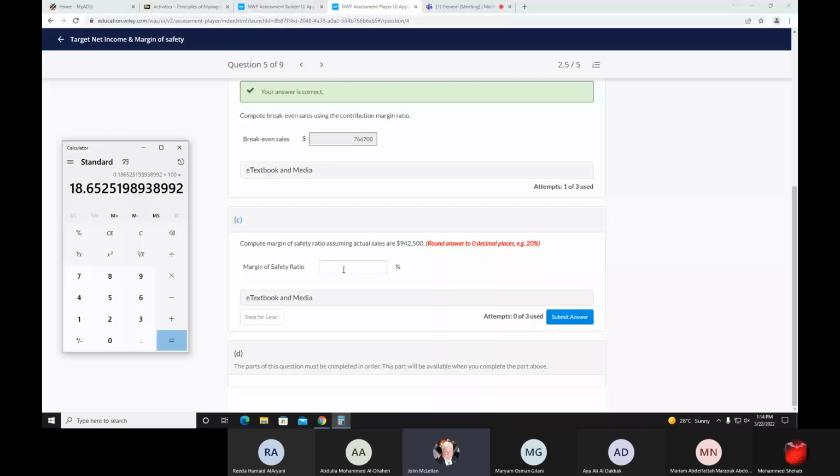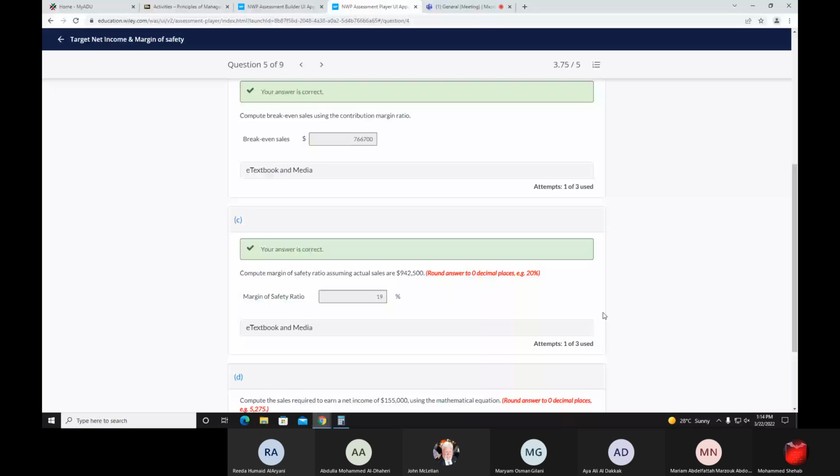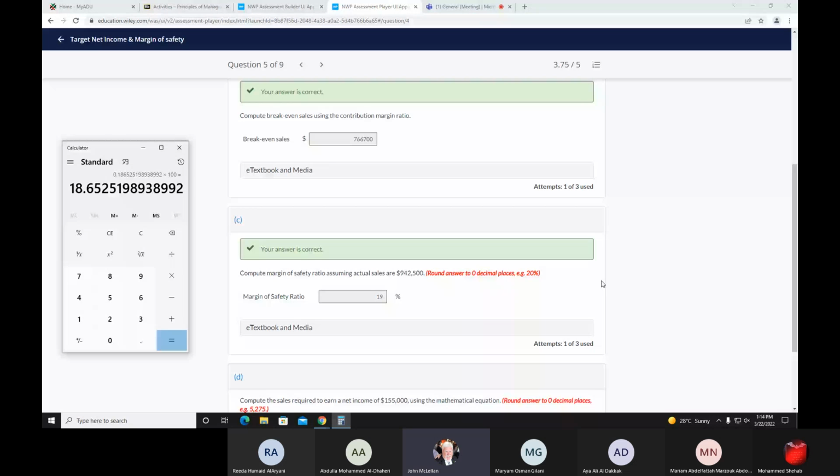Right. How much? Okay, for you. All right. What do you get? 13%, 19%. Okay, that's the margin of safety. How you did it is you take this, which is your sales, minus what you need to break even, that's your margin of safety in dollars, and divide by the sales. 942,500. Okay?